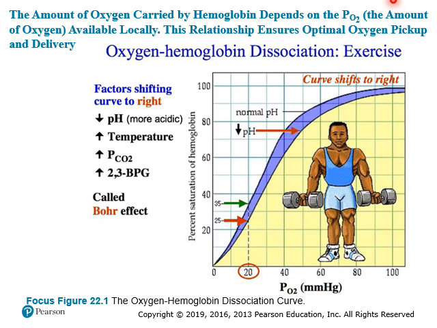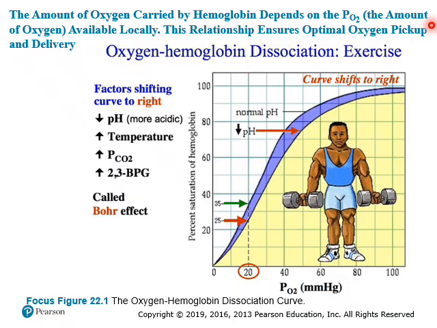So there are other factors that influence this particular curve. The amount of oxygen that's carried by hemoglobin depends on the pressure of oxygen, or the amount of oxygen available locally. And this relationship ensures optimal oxygen pickup and delivery. Let's take a look at the effect of exercise.